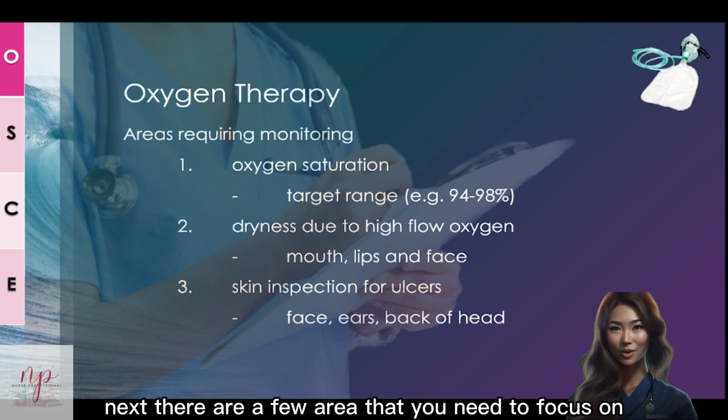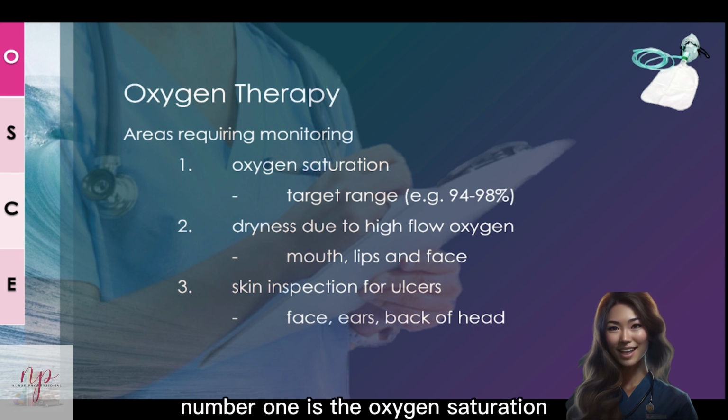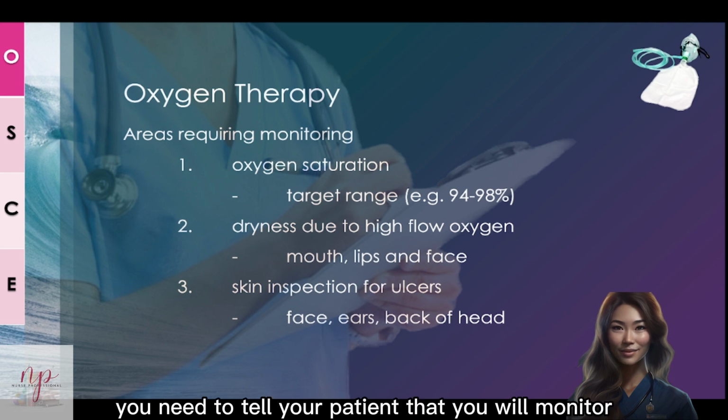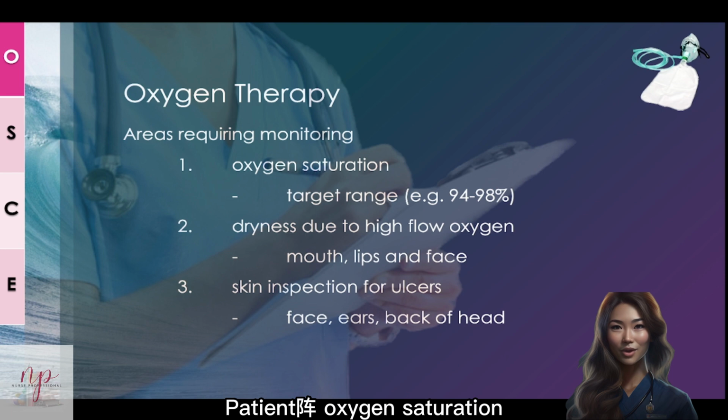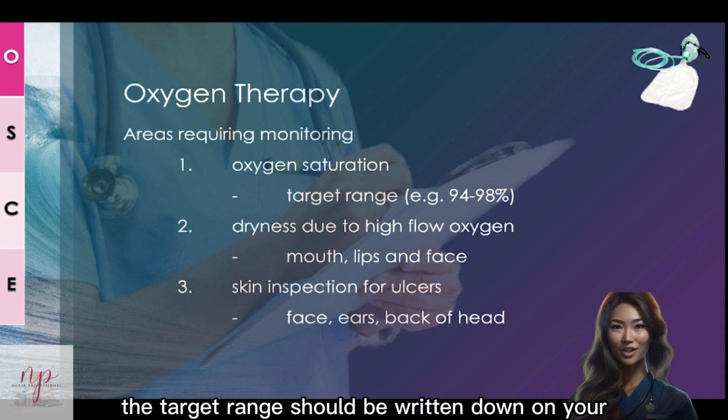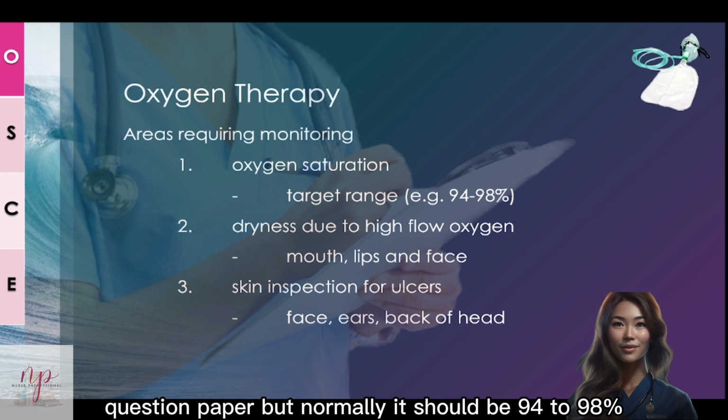Next, there are a few areas that you need to focus on. Number one is the oxygen saturation. You need to tell your patient that you will monitor the patient's oxygen saturation. The target range should be written down on your question paper, but normally it should be 94 to 98%.